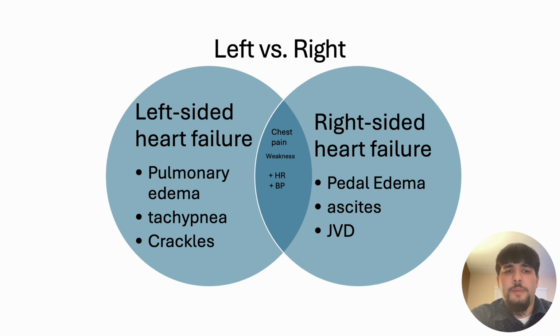Left-side heart failure, big indicators are the pulmonary edema, the increased respiratory rate and crackles. On the other hand, right-side heart failure, you see the pedal or peripheral edema, ascites, and jugular vein distension. For both of them, though, you usually will see that increased heart rate, increased blood pressure. The patient will also have some weakness and possible confusion, and then they usually will both have chest pain.